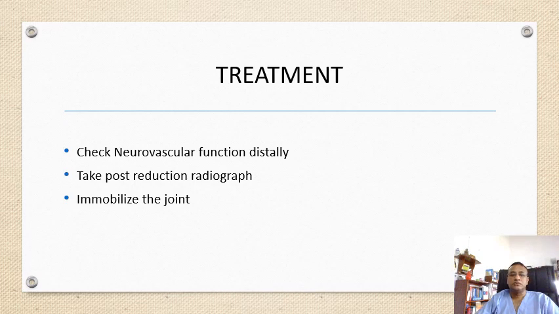Right. Now you have done the relocation. After reduction, you have to again do a proper examination, confirm the neurovascular state, and you have to get an X-ray and confirm your reduction, and then you have to immobilize the patient according to the joint protocol. If it is the shoulder joint, it is 3 weeks. So we will come to them one by one when the time comes. So these are the principles of treatment.